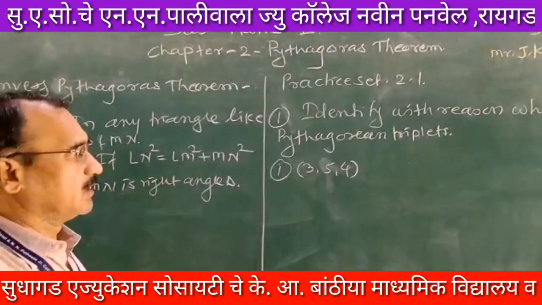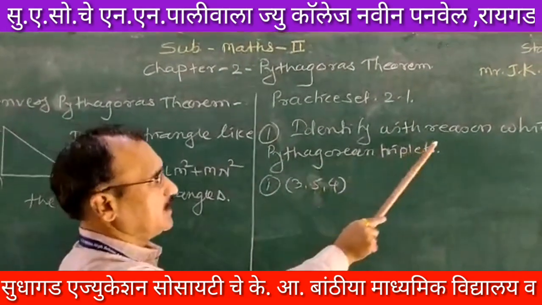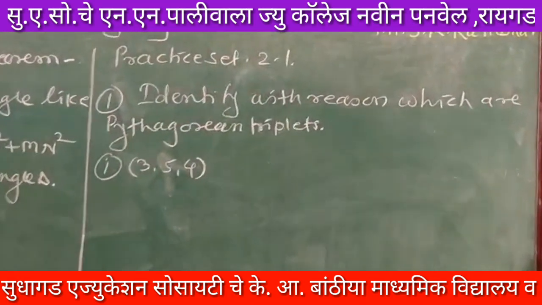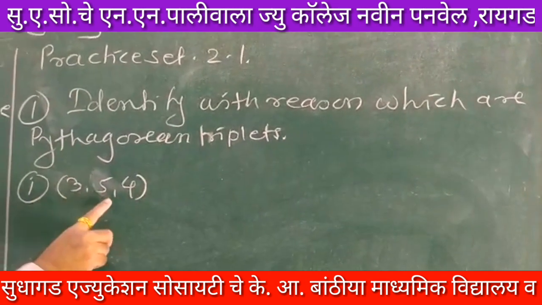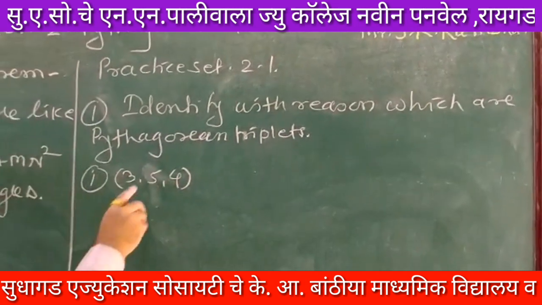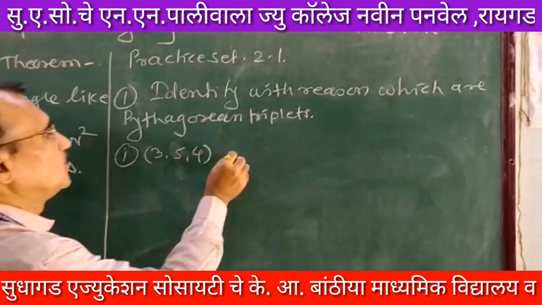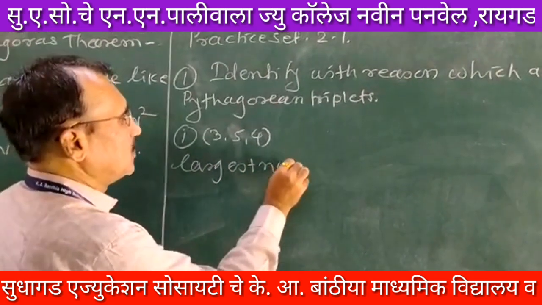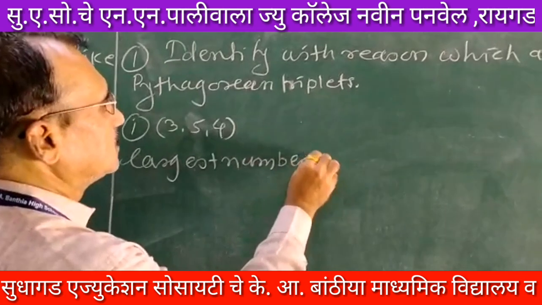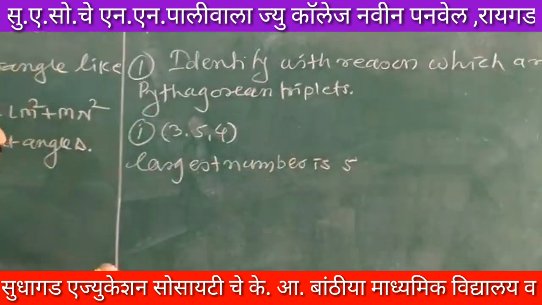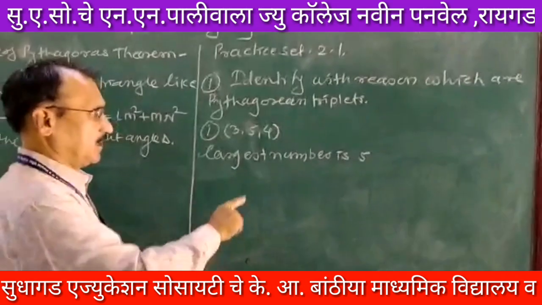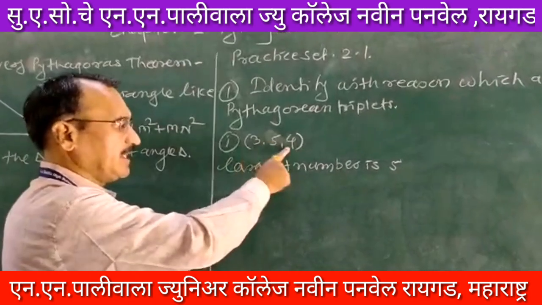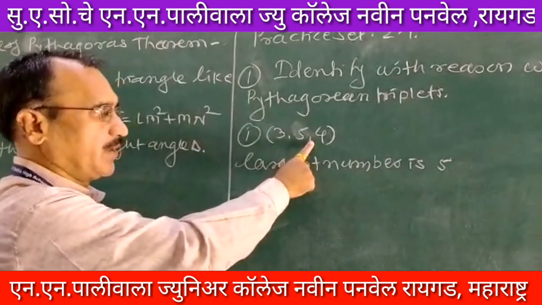I am telling you before, identify with reason which are the Pythagorean triplets. In any three natural numbers, here the natural numbers are 3, 5 and 4. You know students, which is the largest side here? 5. We can write here largest number is 5. You know the definition of Pythagorean triplet. The square of the largest number is the sum of squares of the remaining two numbers, then and then only these three numbers are a Pythagorean triplet.